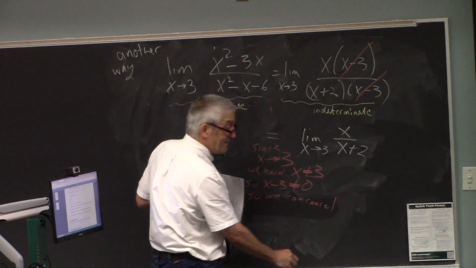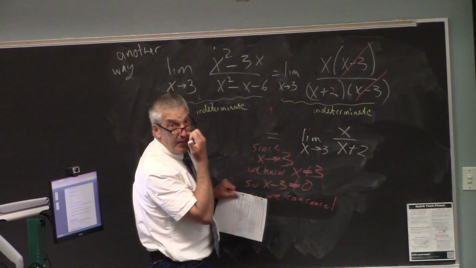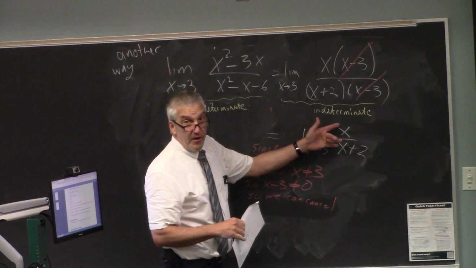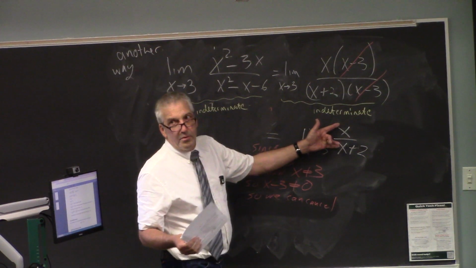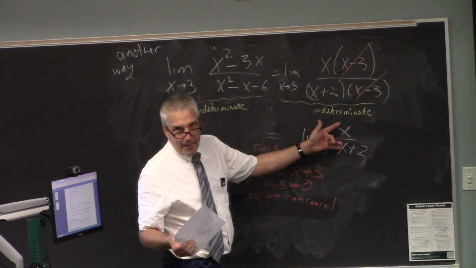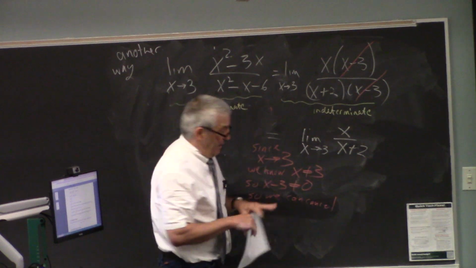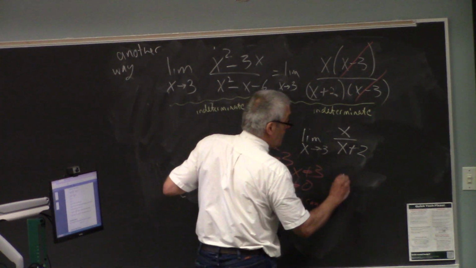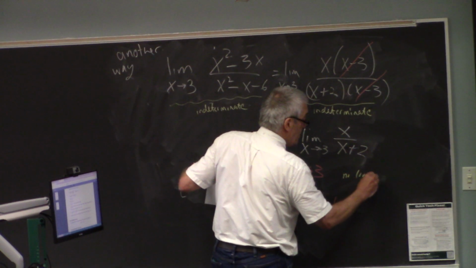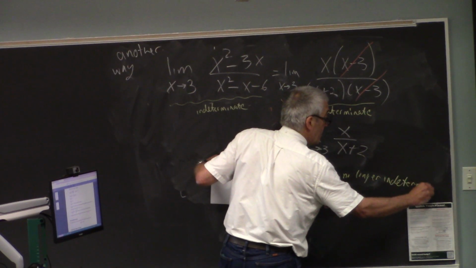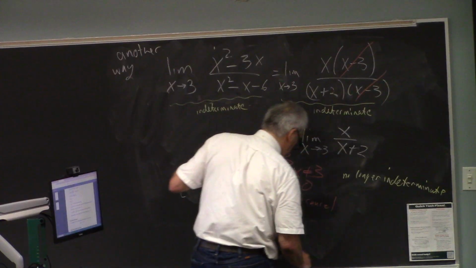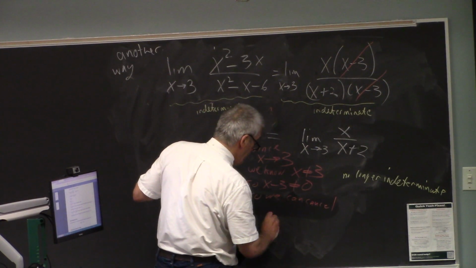And notice that this is no longer indeterminate. I have the limit of a rational function. Basically, the way of thinking of this is if you plug in 3 now, nothing bad happens. So you can do it. So this is no longer indeterminate. So I can use direct substitution.